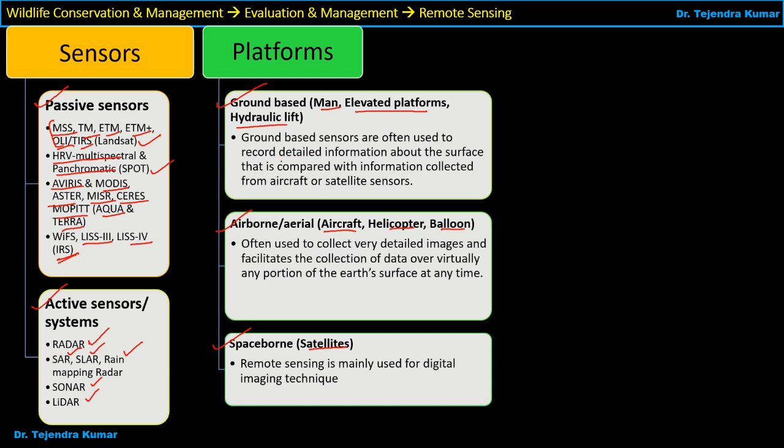Ground-based sensors are often used to record detailed information about the surface, which is compared with the information collected from aircraft or satellite sensors. Airborne or aerial platforms like aircraft, helicopters, and balloons are often used to collect very detailed images and facilitate the collection of data over virtually any portion of the earth's surface at any time. And for spaceborne or satellite remote sensing, it is mainly used for digital image techniques.